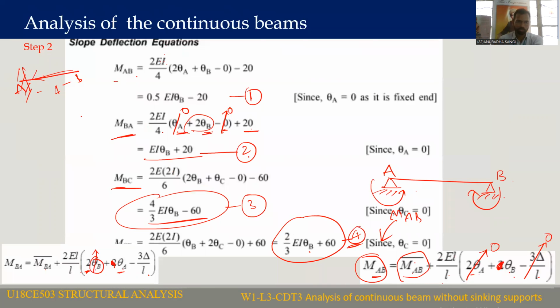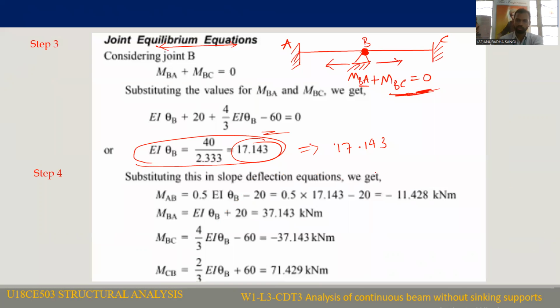You substitute in those four equations, 1, 2, 3, 4, and you get the final end moments. MAB is equal to minus 14.428 kN-m. MBA is equal to 37.143 kN-m. MBC will be equal to minus 37.143 kN-m, and MCB is equal to 71.429 kN-m. Like that, we calculate the final end moments. This is the slope deflection method.